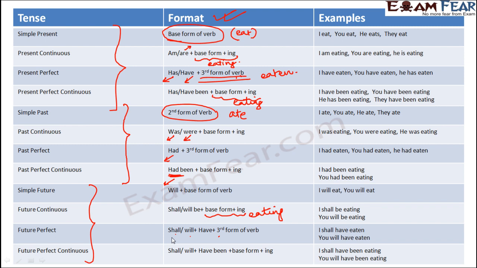So this might look very confusing and tedious, but basically if you understand this, you do not need to memorize anything. Just understand the four forms of the present tense. Once you understand that, past and future will be damn easy. So just trust me and have a thorough understanding of this table.